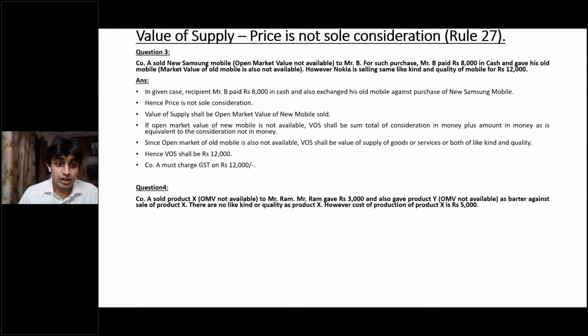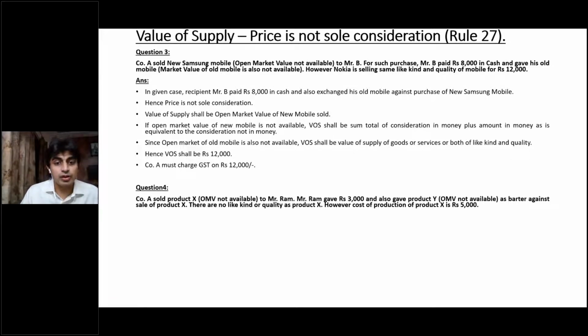Okay, so now question 4. Company A sold product X, whose open market value is not available, to Mr. Ram. Mr. Ram gave rupees 3,000 and also gave product Y. Okay, it was barter. This time there is no exchange, there is a barter system. I gave product X to Mr. Ram. Mr. Ram gave me 3,000 in cash plus gave me product Y. The market value of product Y is also not available. And there was no like, kind and quality as product X. However, the cost of production, whatever cost I have incurred to make product X, is 5,000. So what shall be the value of supply?